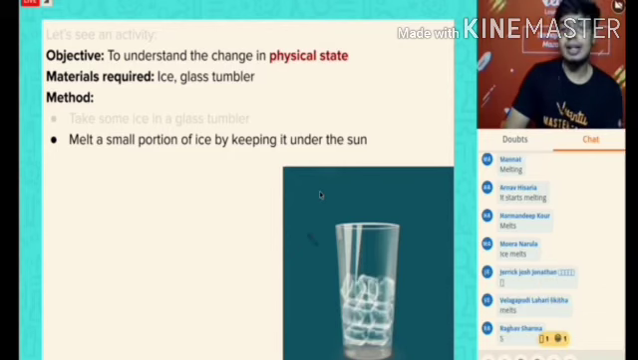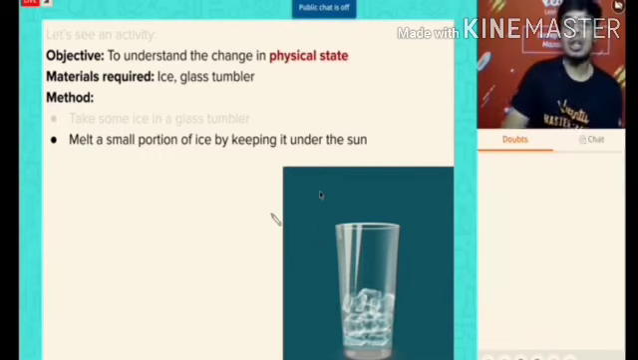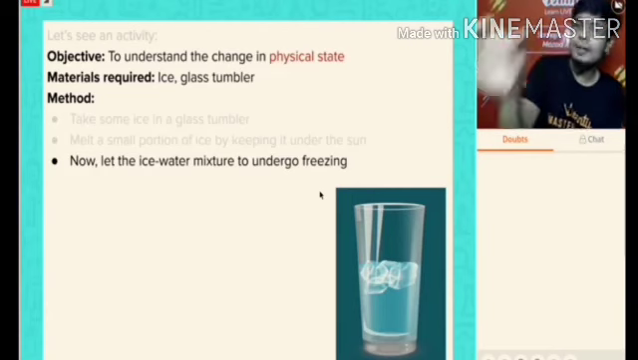Can we consider that as a change? Obviously, yes. We can consider that as a change. Now, after that, you're going to take that mixture, where ice is also there, water is also there. You're going to take it and keep it back in the fridge.